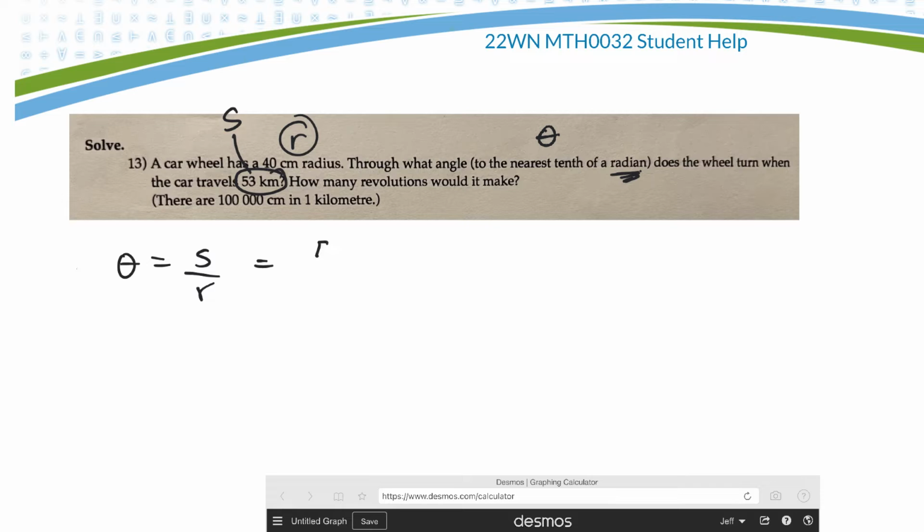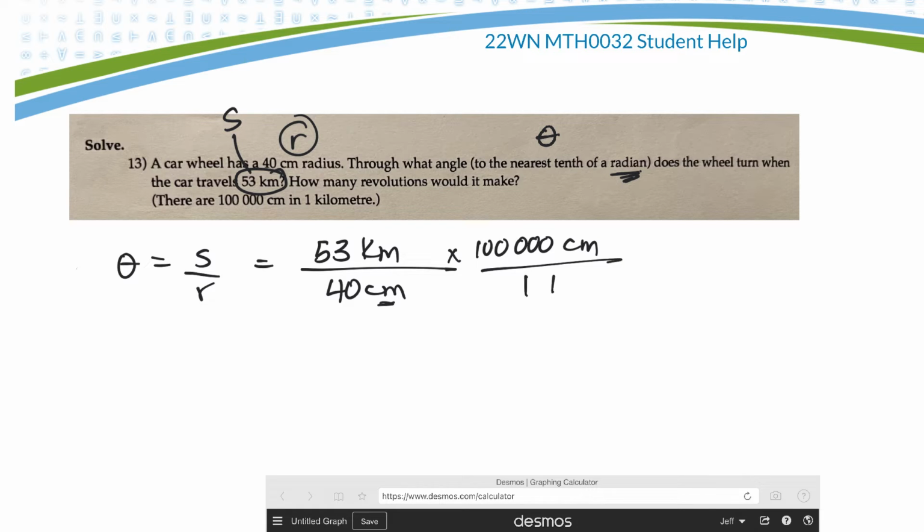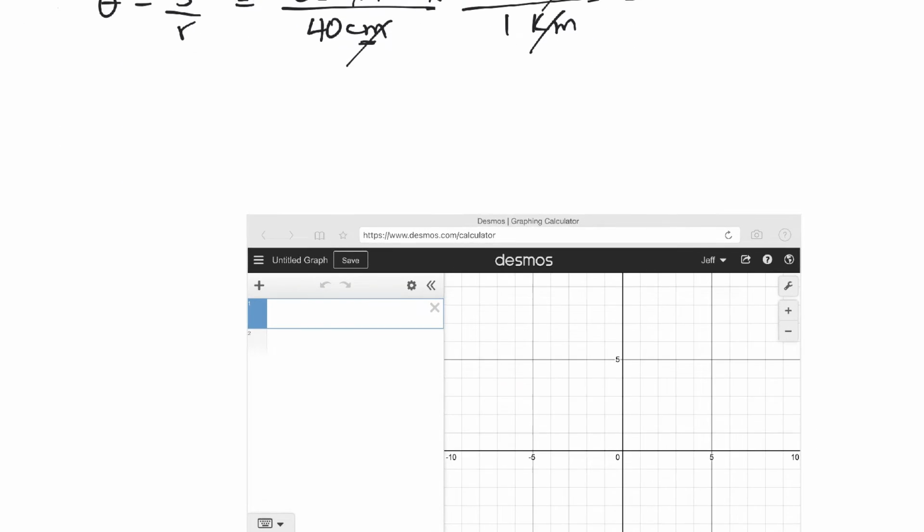So the S is 53 kilometers divided by my radius, which is 40 centimeters. But I need to convert one of those to match the other. An easy way to do it would just be to multiply, to get rid of the centimeters. 100,000 centimeters is the same as 1 kilometer. So the centimeters cancel, so do the kilometers, which is what we want. And when I multiply and divide that, let me do that in decimals here.